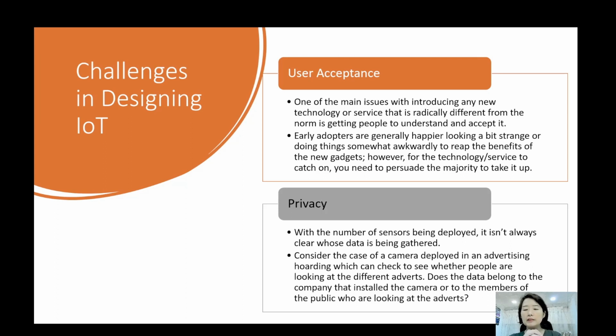Privacy. With the number of sensors being deployed, it isn't always clear whose data is being gathered, how we use the data, and whether your data is being shared with a third party. So this is another main concern and another challenge in designing IoT. For example, you have a camera deployed in an advertising hoarding which can check whether people are looking at different advertisements. Does the data belong to the company that installed the camera or to the members of the public who are looking at the advertisements?